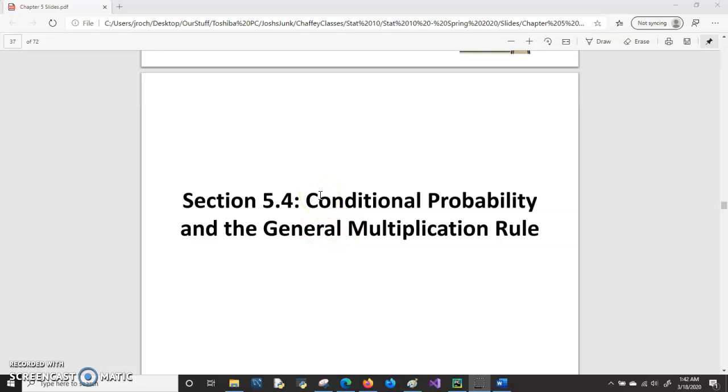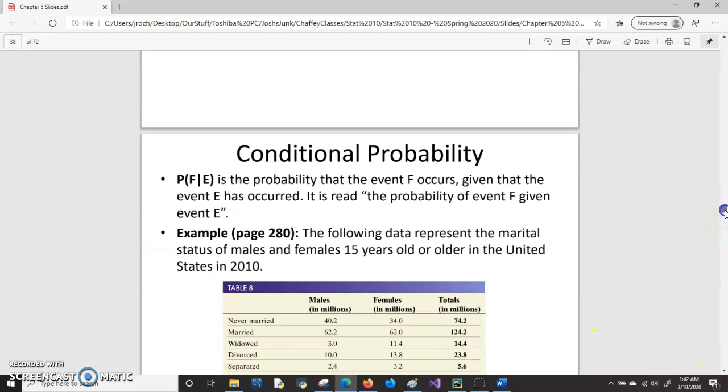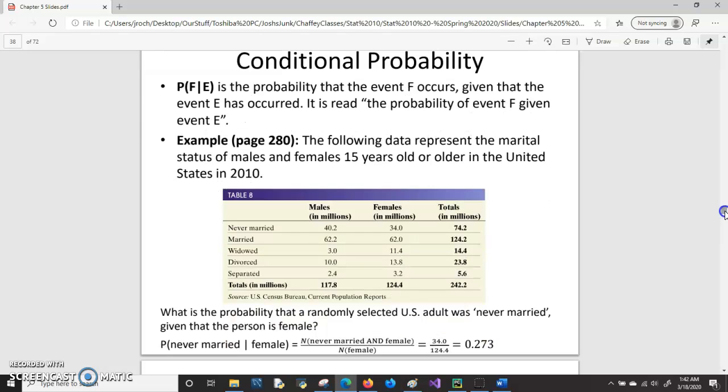So section 5.4 is on conditional probability and the general multiplication rule. Conditional probability is just a different kind of probability, and we'll start with an example of that. On the next slide is describing conditional probability.